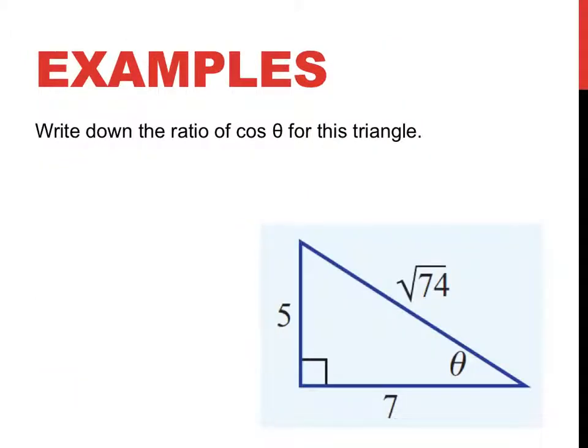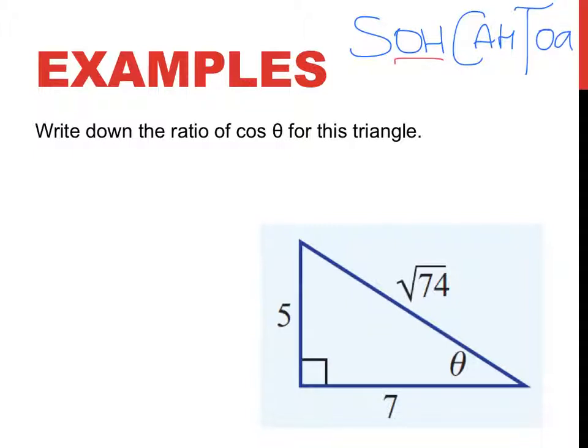Write down the ratio of cos theta for this triangle. So sine, cosine, and tangent. Hopefully you remember this: SOH CAH TOA. If I have the opposite and the hypotenuse, I can use sine. If I have the adjacent and the hypotenuse, I can use cosine. If I have the opposite and the adjacent, I can use tangent.